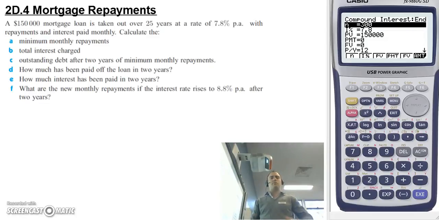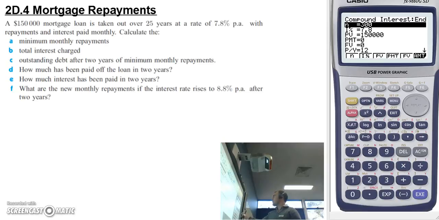Today we're going to have a look at some mortgage repayments and how you might reduce the term of the loan. We've got a $150,000 mortgage loan taken out over 25 years at a rate of 7.8% per annum, with interest repayments and interest paid monthly. Firstly, we're calculating the minimum monthly repayment, so finding our PMT value.